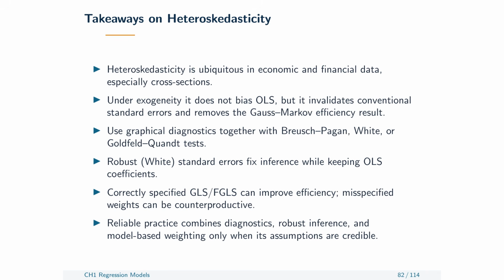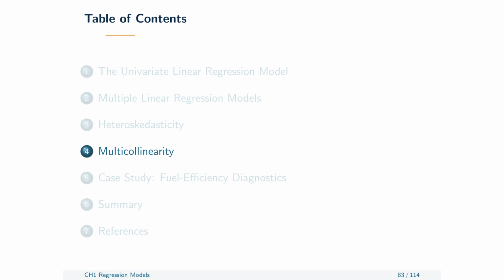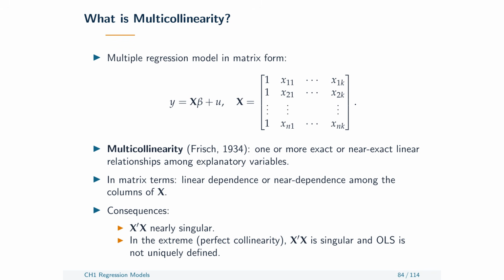If you remember one rule from this lesson, let it be this: keep robust inference separate from efficiency modeling. When heteroskedasticity is plausible, report ordinary least squares together with a suitable robust covariance estimate. Reach for generalized or feasible generalized least squares only when a variance structure has real economic justification and survives your diagnostic checks, and never present estimated weights as if they were known facts.